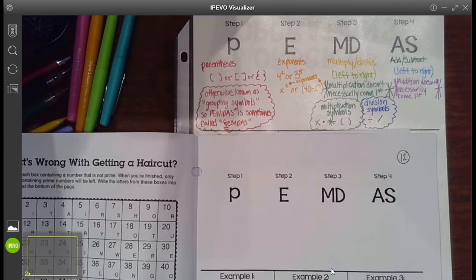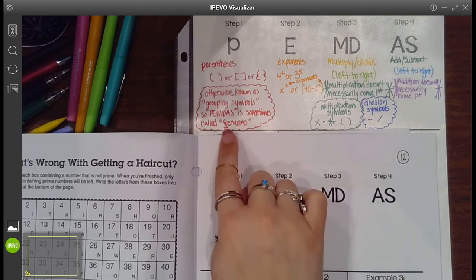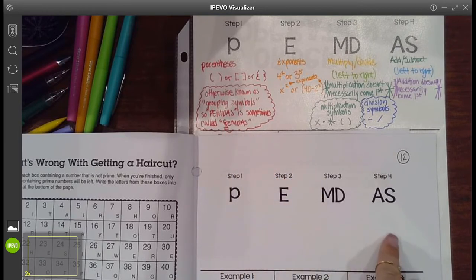Today we're going to explore the order of operations. To help us with that, we're going to use this little abbreviation, PEMDAS. Sometimes you'll hear it called GEMDAS. GEMDAS is the same thing as PEMDAS. What that means is it tells us the order in which we should do things.